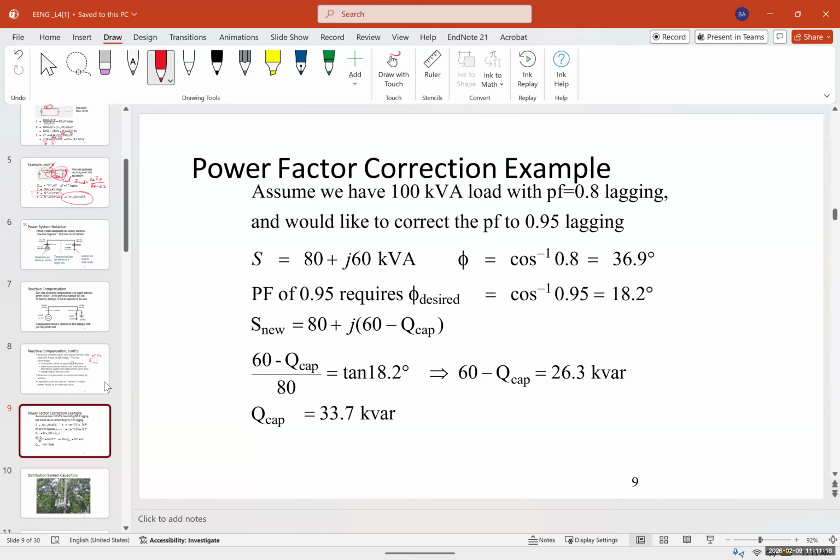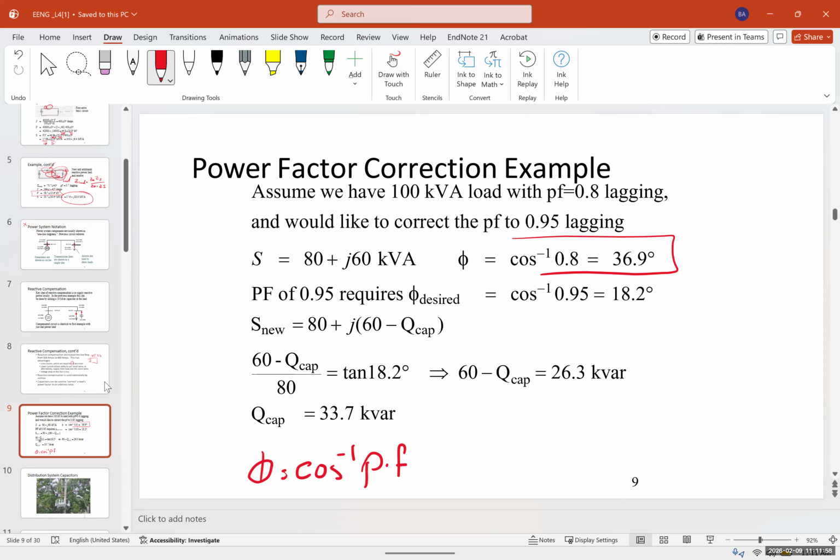This is a power factor correction example 1. We assume we have a 100 kilovolt amp load with a power factor of 0.8 lagging and would like to correct the power factor to 0.95 lagging. S is equal to 80 plus j60 kilovolt amp. So phi would be equal to cosine inverse of 0.8, which is our power factor. Again, phi is cosine inverse of the power factor, which gives us 36.9 degrees.